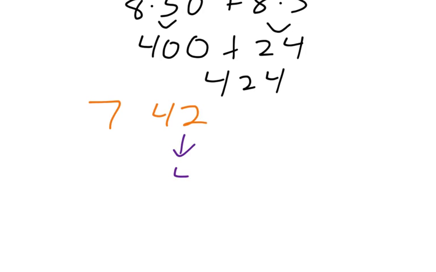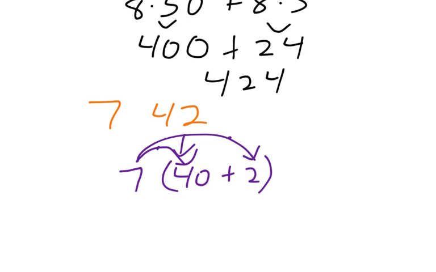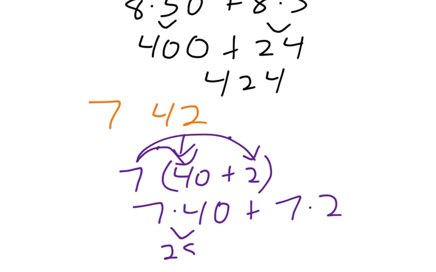42 breaks down into 40 plus 2. So we have 7 times 40 plus 2. I'm going to write that as 7 times 40 plus 7 times 2. And then 7 times 40 is just 7 times 4, which is 28. And then I'm going to tack on that 0, so it's 280. And then 7 times 2 is 14.